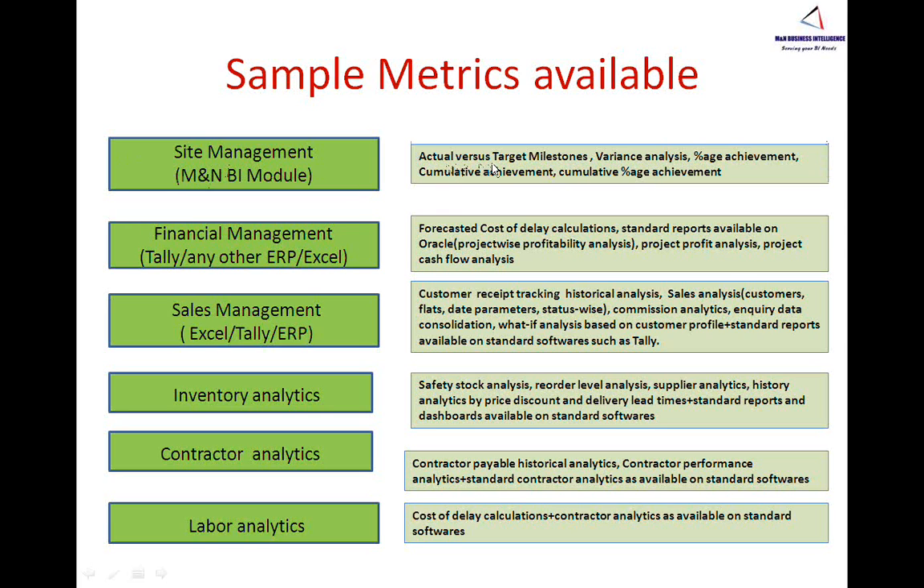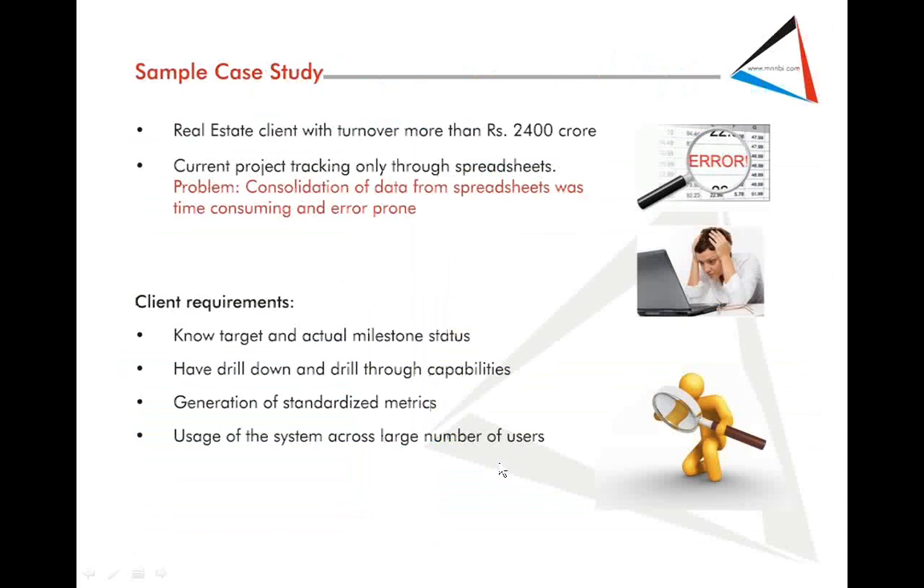So you have actual versus target, then you have financial management, which is what we are looking at, forecasted cost of delay calculations. Then sales management, you have the customer receipt tracking, the historical analysis. Inventory is a separate module, so we have the safety stock analysis as part of the same, the contractor analysis, and the labor analytics. So this is a sample case study for one of the clients.